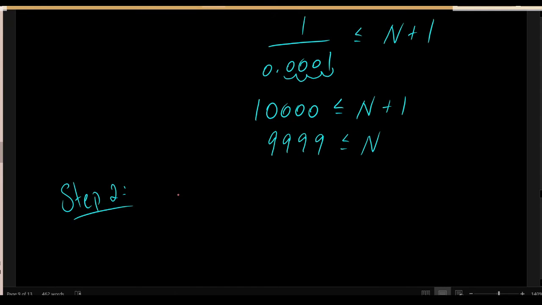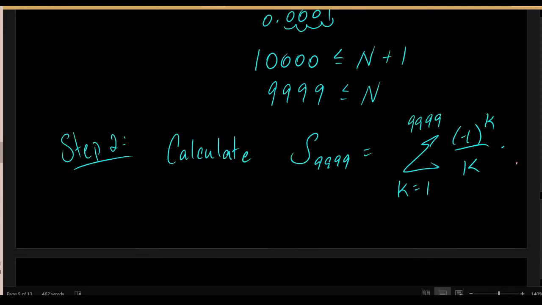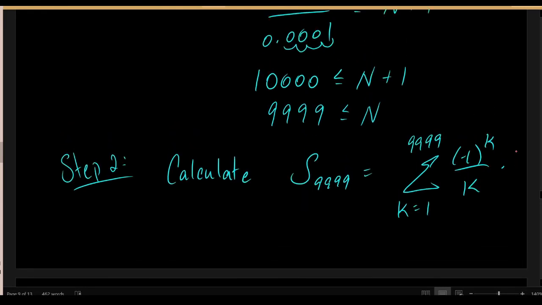Let's go ahead and calculate S sub 9999, which is the sum as k goes from 1 to 9999 of (-1)^k over k. Now, by no means would I ever expect you to do this by hand. I, in particular, am going to pause the recording, go to Wolfram Alpha, and do it over there.